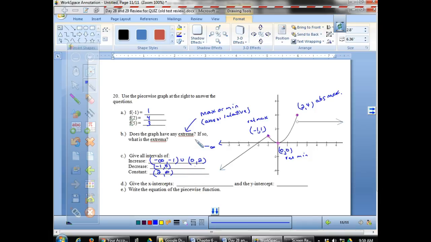Okay? And the x-intercepts are going to be -2, 0. So this graph crosses right here and right here. So you have to be careful. And the y-intercept is actually at 0, 0 as well. And can you write the equation of this piecewise? I feel confident you can do that.